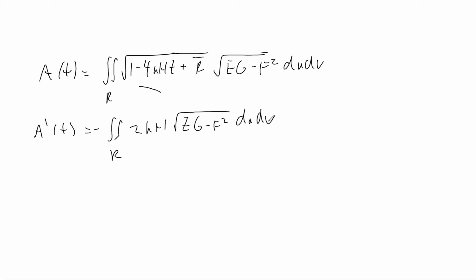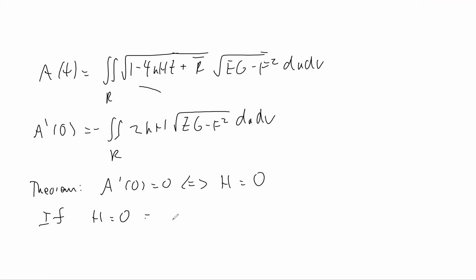This is where the concept of minimal surface comes in. Okay, so theorem: A prime of 0 is equal to 0. Oh, I guess it's not A prime of t, my bad, it's A prime of 0. A prime of 0 is equal to 0 if and only if H is equal to 0. So if H is equal to 0, this implies A prime of 0 is equal to 0. I feel like that's pretty obvious. This is A prime of 0. If H is 0, then the whole thing is 0.